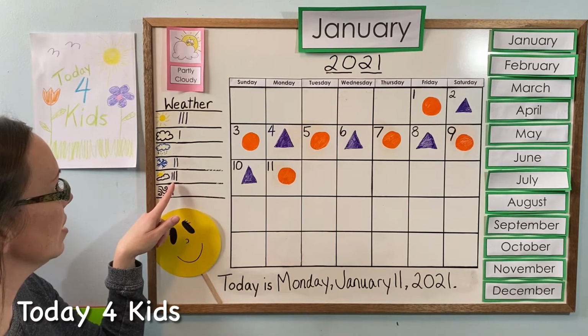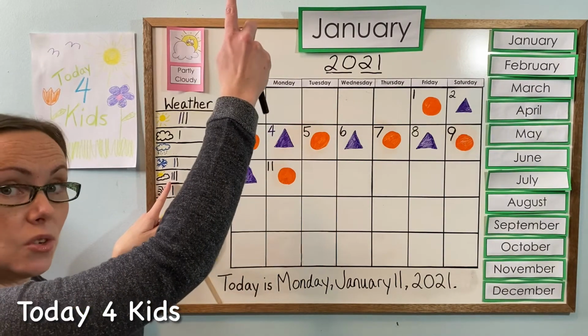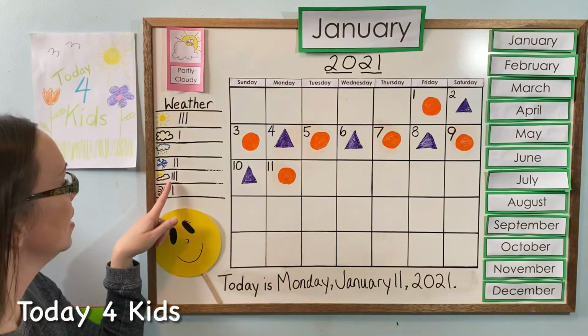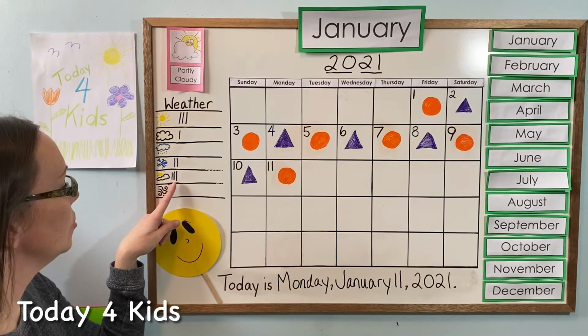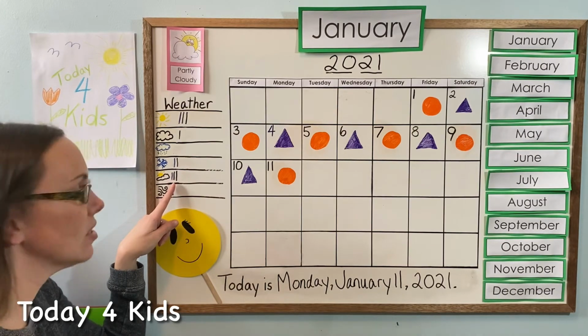Can you see the tally marks? Tally marks are a line, just like the number 1. So we start at the top. Can you do it with me? Put your finger way up high and strike it down. That makes a tally mark. And we already have some here. Will you count them with me? 1, 2, 3. 3 tally marks. So that means that we've had 3 days of partly cloudy, partly sunny weather.